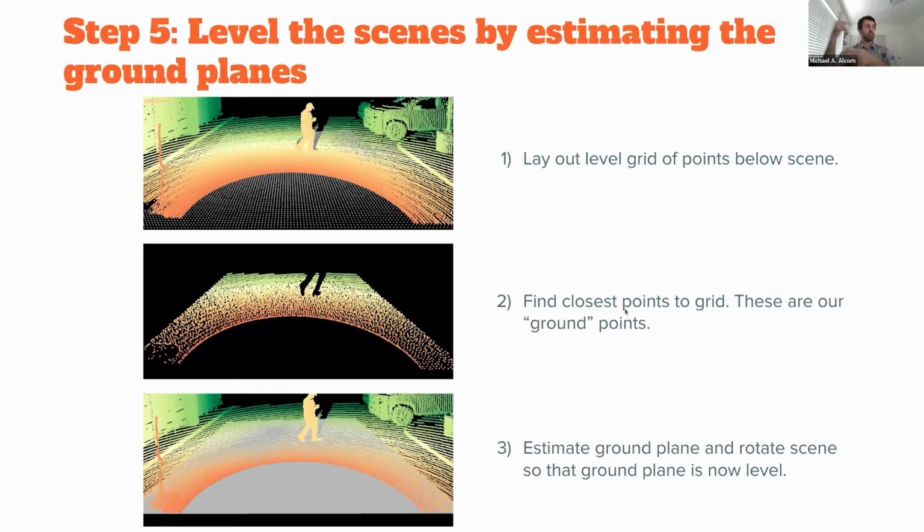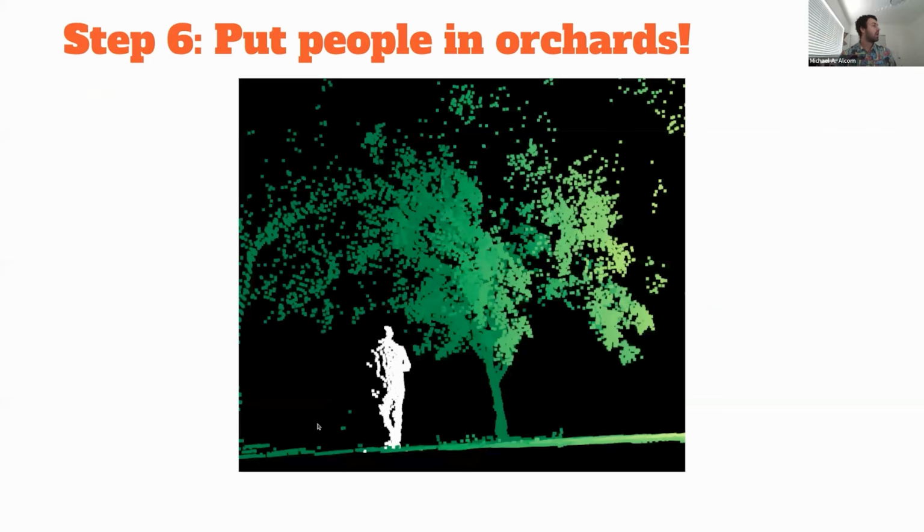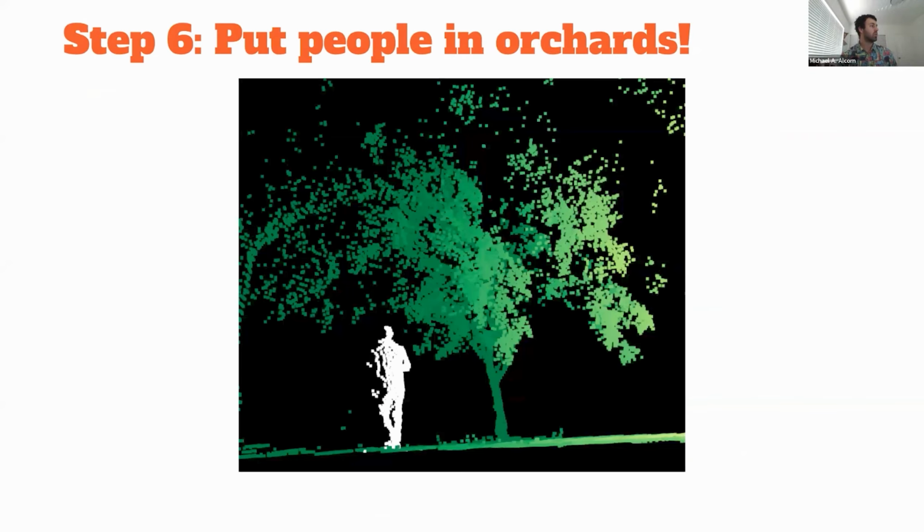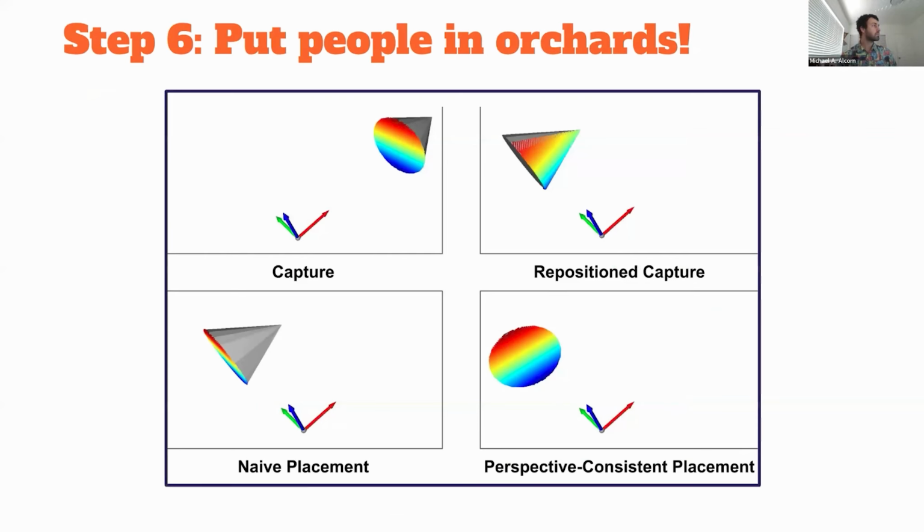You find the nearest neighbors for all those grid points from the points of the scene, and you basically classify those as your ground points. And then using those ground points, you can just estimate a ground plane, and you can rotate the scene so that it's now level. And so you can compare this one to this one. After we do that rotation and leveling, we can see that the human looks very natural and placed on the ground. And so we're off to a good start there.